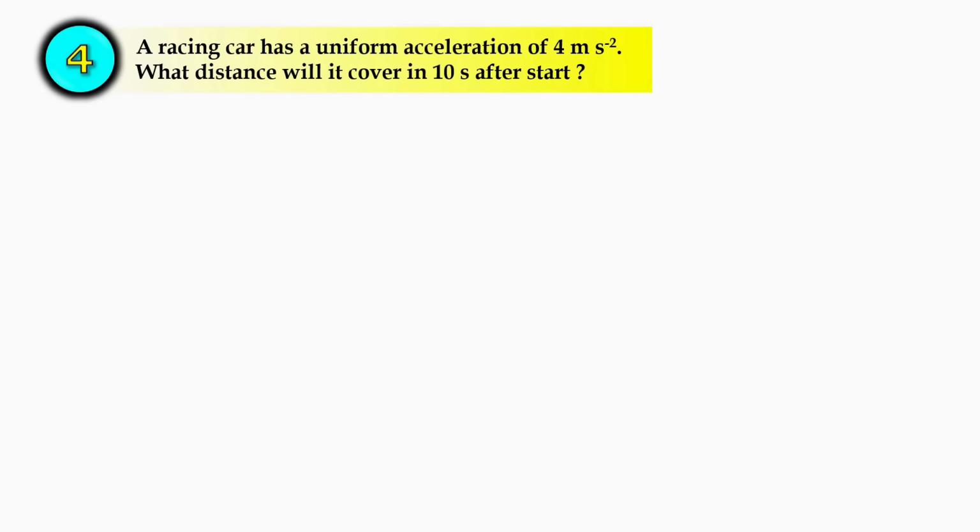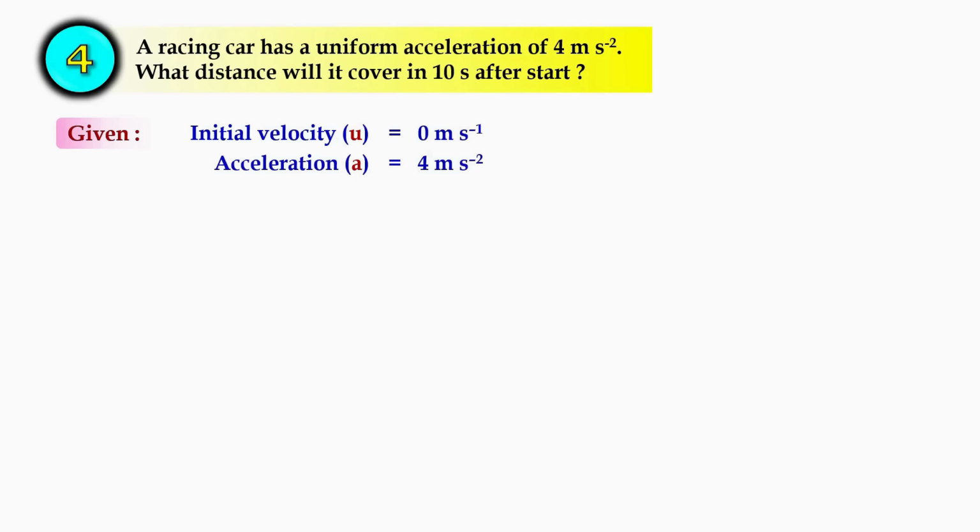Now let us solve the fourth numerical problem based on the equations of motion. A racing car starts with a uniform acceleration of 4 meters per second squared. We need to find the distance it covers in 10 seconds after starting. First, let us write the given values.